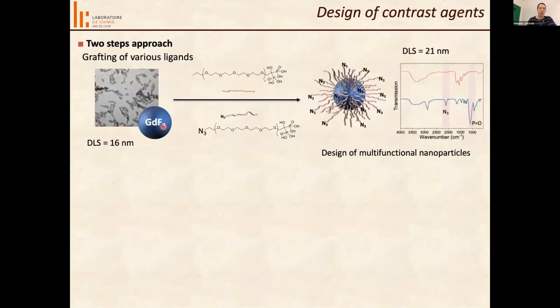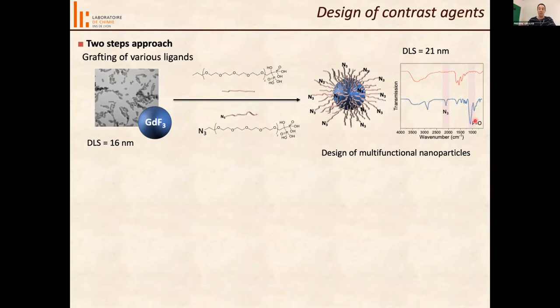So we start with the gadolinium fluoride system. Then we're going to graft around this particle two different kinds of ligands in various proportions. Those ligands are anchored on the particle through these phosphonate units that you have here. And here you can see with the infrared that we can clearly follow this efficient grafting through the appearance of the bond relative to the N3 units, and here the appearance of the bond of the PO units.